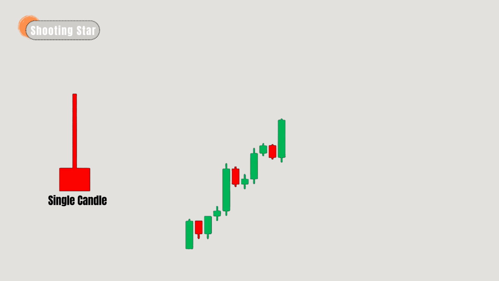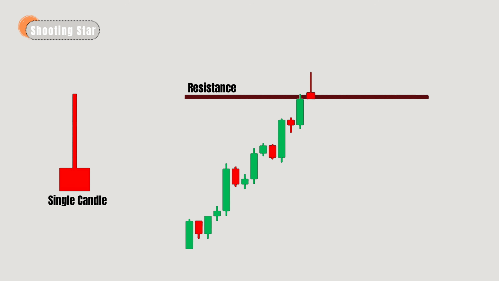Let's now discuss the shooting star pattern. The shooting star pattern is a single candlestick pattern consisting of only one candle. When the market is in a short uptrend and the price is near its resistance level, this candle forms at the top, which we call the shooting star candle.